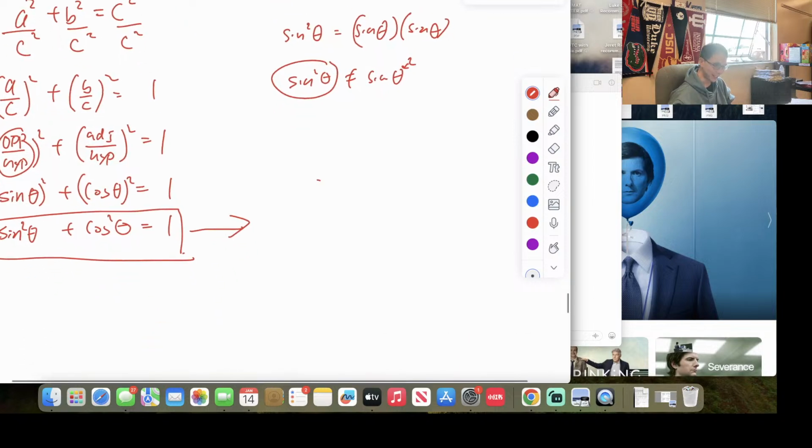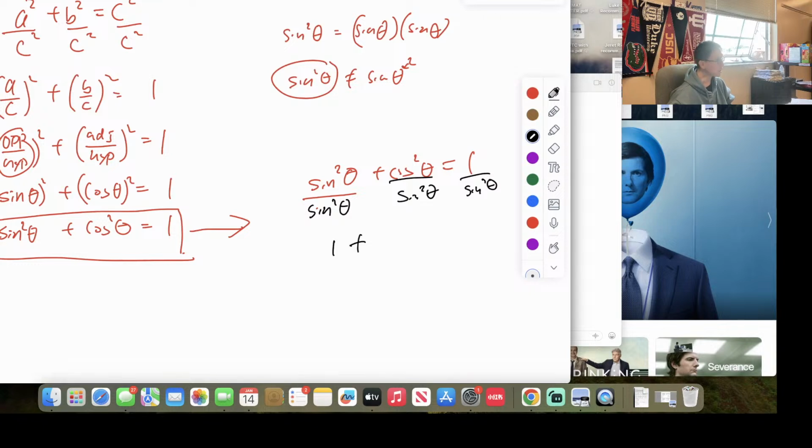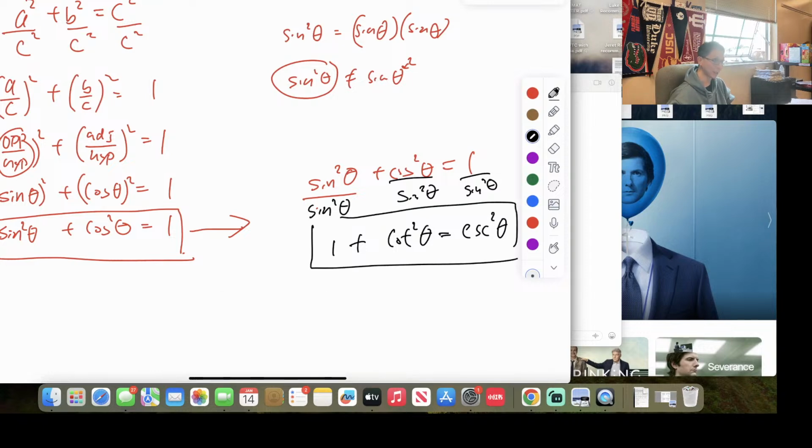Okay, so now let's take this, and instead of going the other way, we're going to divide it by sine squared theta. What happens if you divide by sine squared over sine squared? What's cosine over sine? And now this is equal to cosecant squared theta, right? Because 1 over sine is cosecant. So that becomes the second Pythagorean identity.